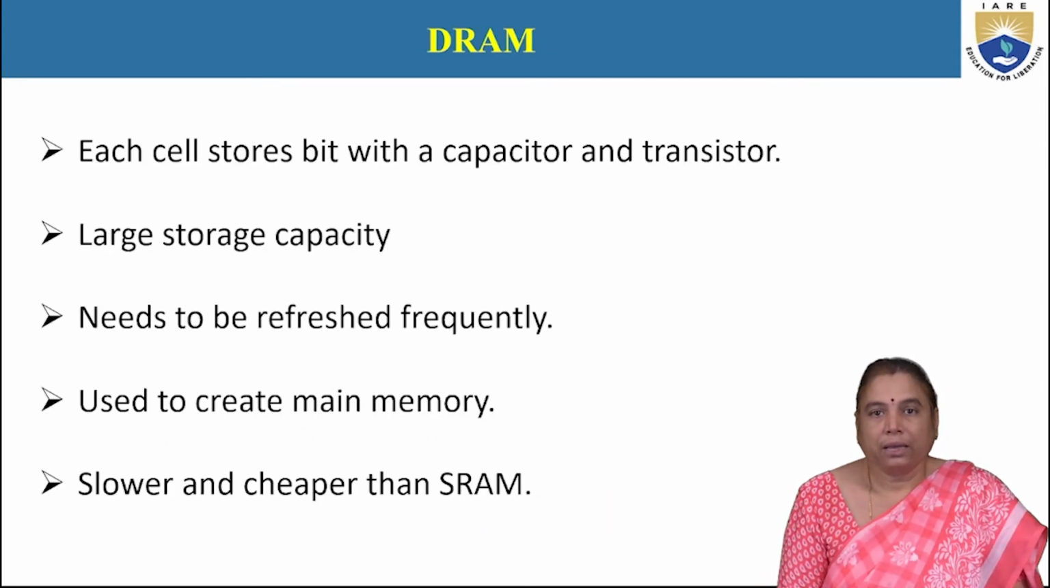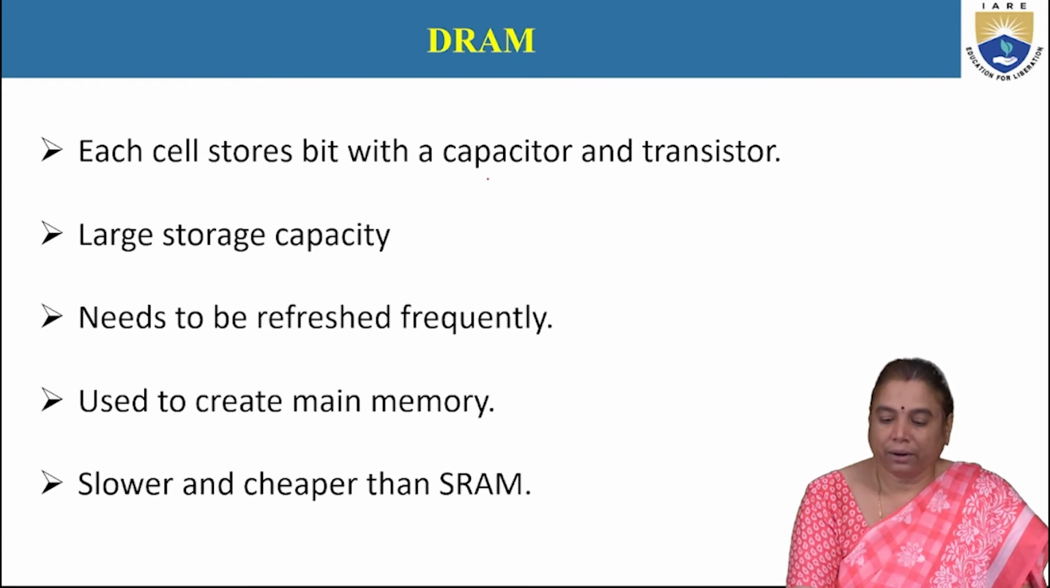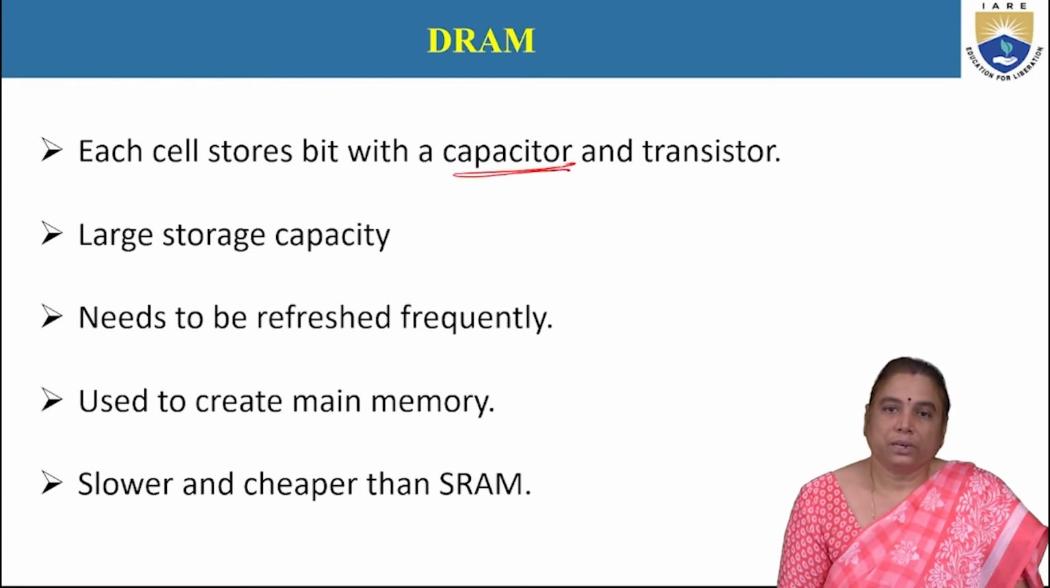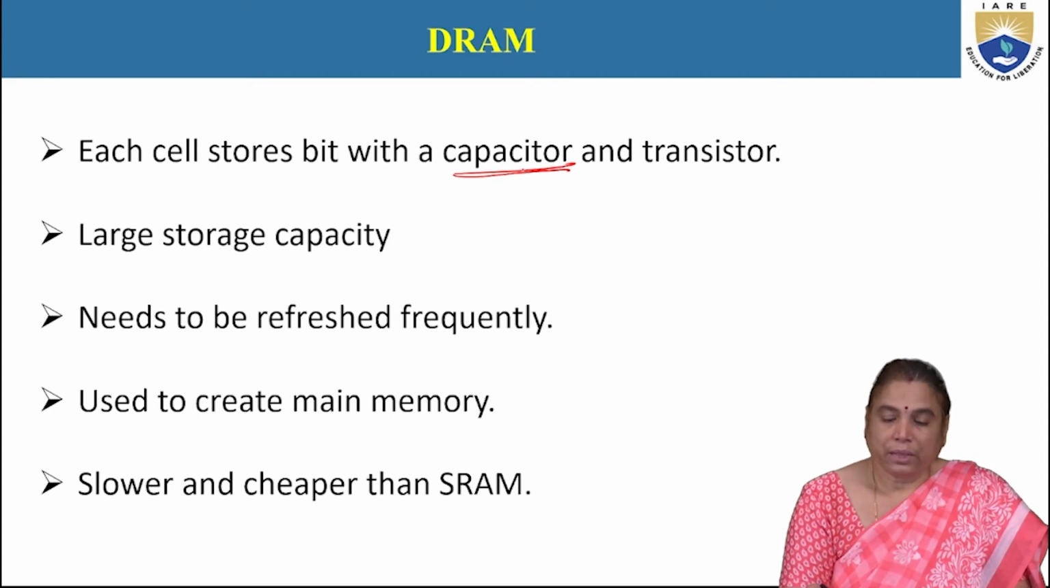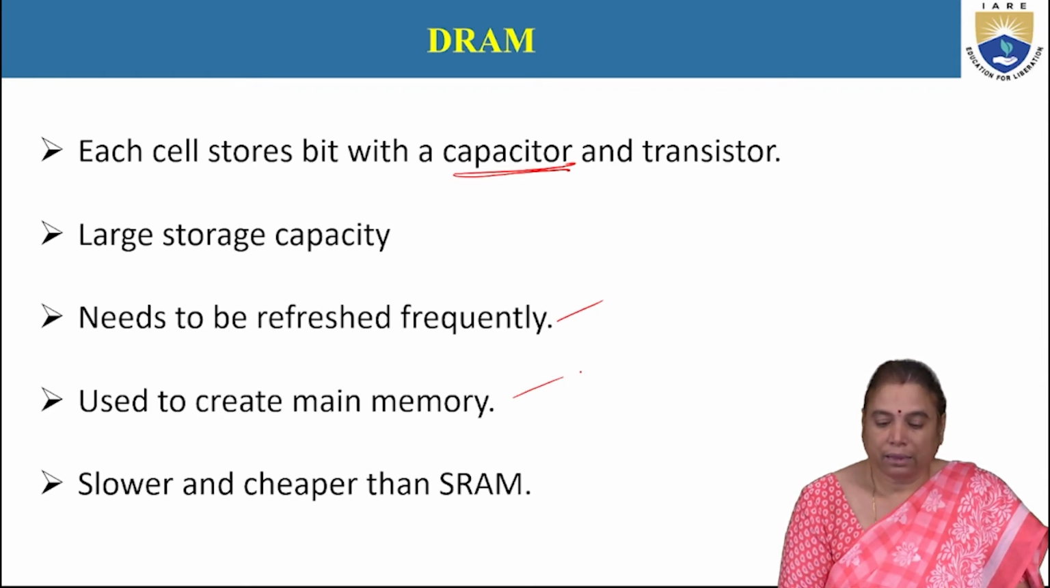The next variety of RAM is the DRAM, dynamic RAM. Each cell stores a bit with a capacitor and a transistor. The capacitor is the major electronic component used for DRAM. It has large storage capacity. Because it uses a capacitor, refreshing of the circuit is frequently required. It is used to create main memory, slower and cheaper than the SRAM.